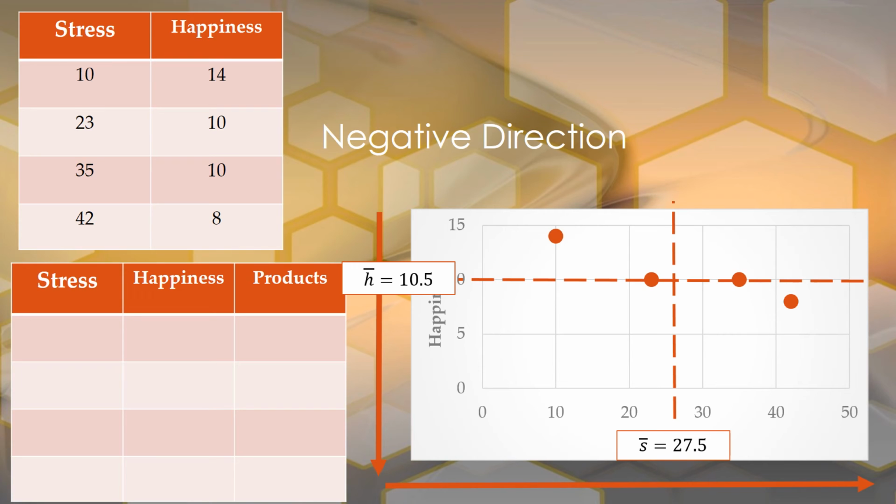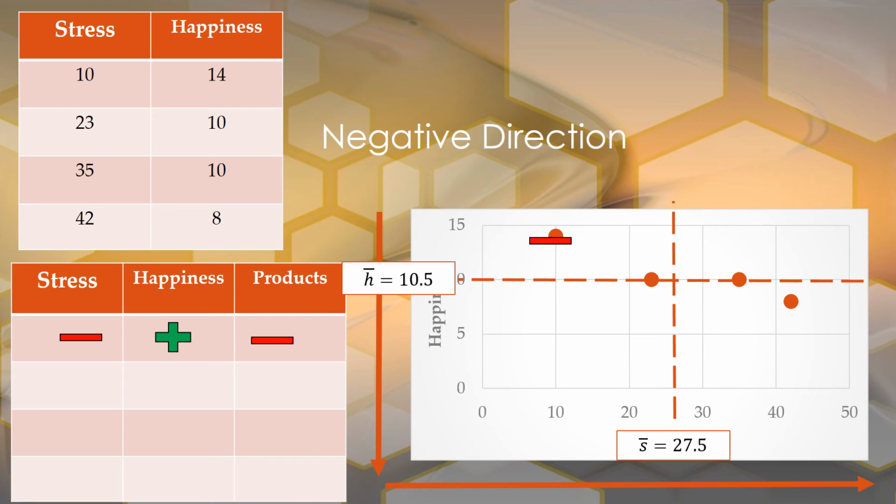For this first dot here at the top left, we have a dot that is below the average stress line. So we're going to get a negative deviation, and it's above the happiness average line, so we're going to get a positive happiness deviation. We multiply those deviations to get the product, and we get a negative product. A negative times a positive is a negative.